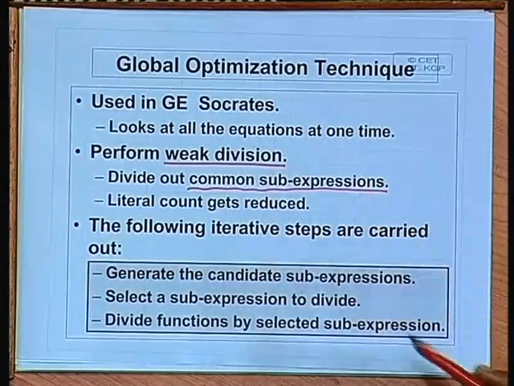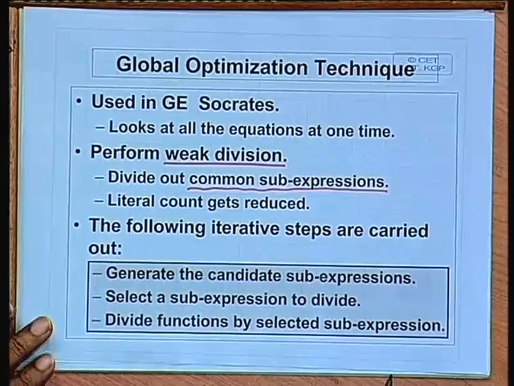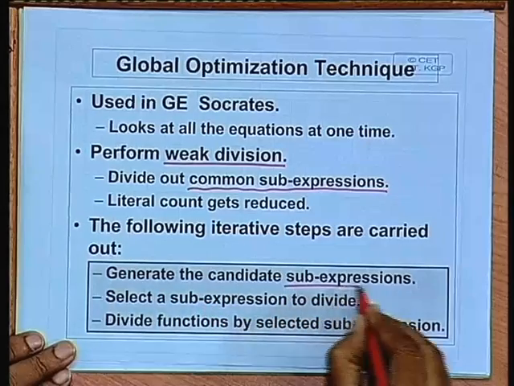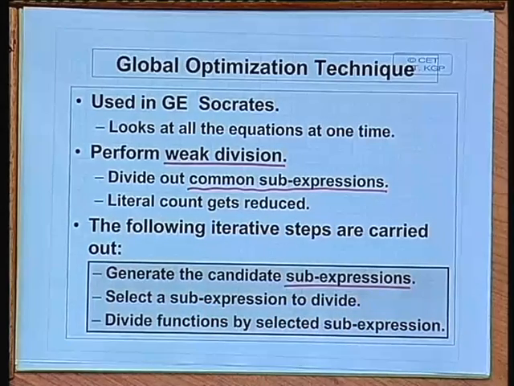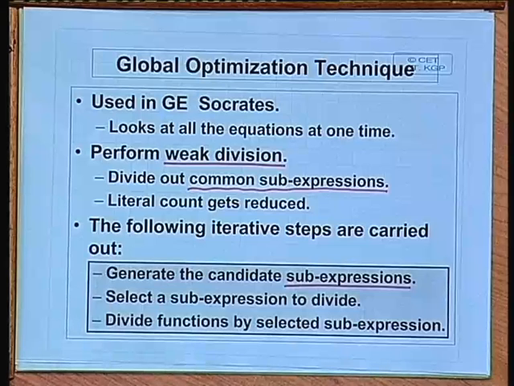Now in this approach, you use the following iterative steps. The idea is again simple. You find out all possible sub expressions which are common to two or more Boolean equations. Now after that you try to evaluate. Suppose you see that there are 4 possible sub expressions. Now you try to find out which one of them is better. There must be a way to evaluate.